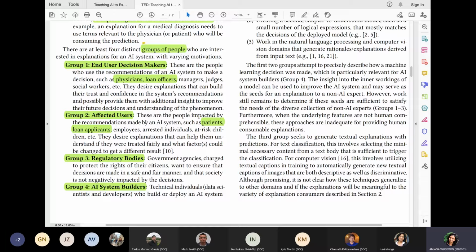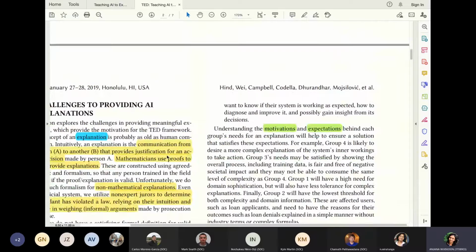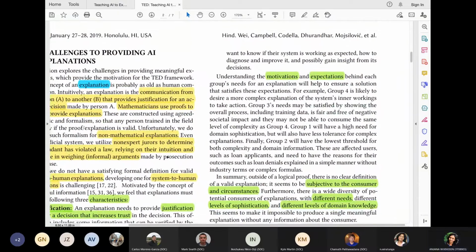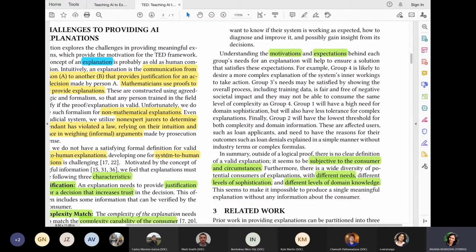And then we have the other groups we've seen in other papers: regulatory bodies or third-party interest groups, and also AI system builders who are interested in the inner workings of the AI model. And so what they highlight is that for these explanations, there are different types of consumers and it's subjective to the circumstances.